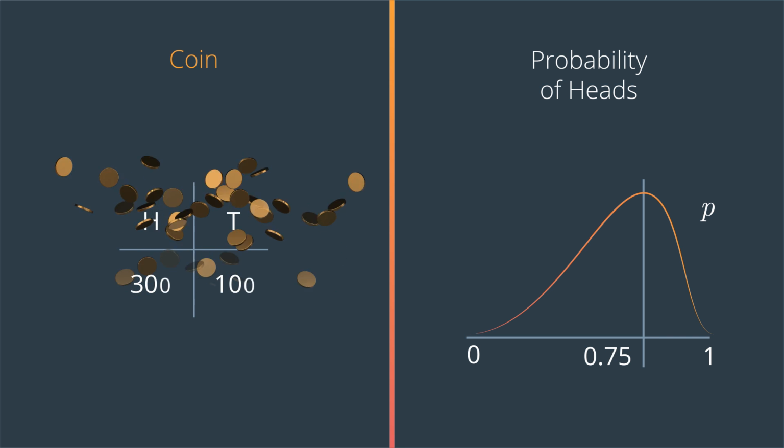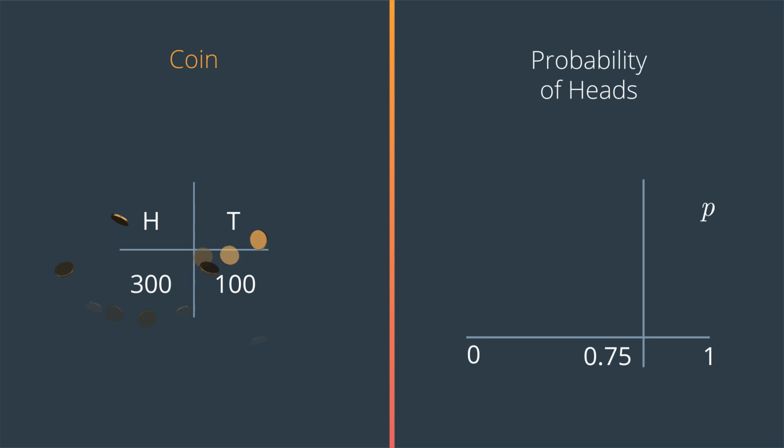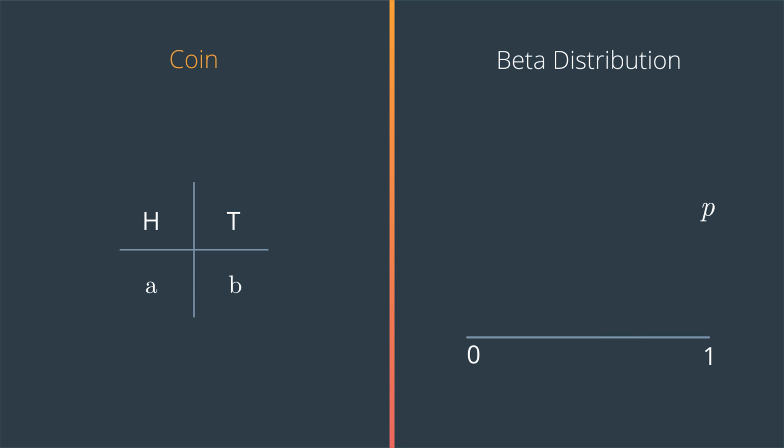But if we toss it 400 times and it lands in heads 300, then we're much more confident that the value of P is close to 0.75. Therefore, the probability distribution for P is something like this, with a huge peak at 0.75 and almost flat everywhere else. This is called the beta distribution, and it works for any values of A and B.